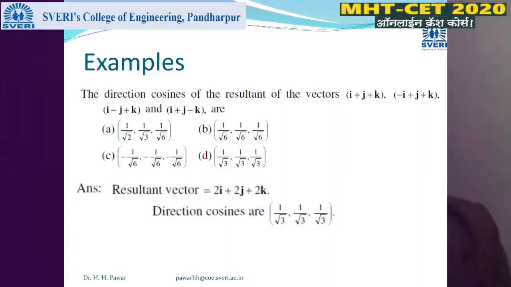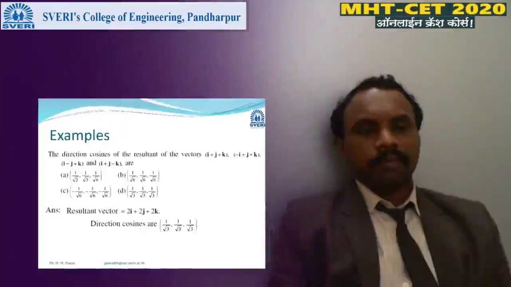So take the modulus of this, which is equal to square root of 2 square plus 2 square plus 2 square, that is square root of 4 plus 4 plus 4, square root of 12, that is square root of 4 into 3. So modulus of r is equal to 2 root 3 in this case.